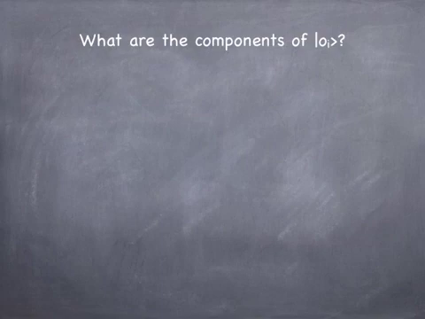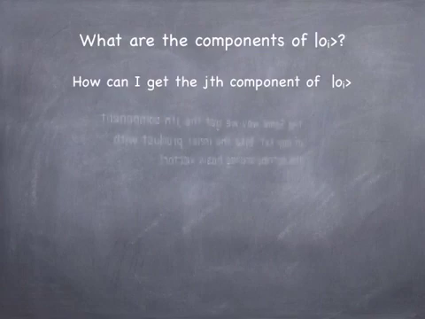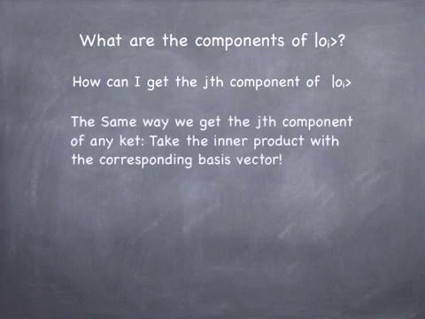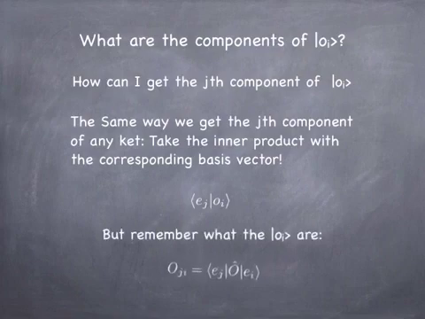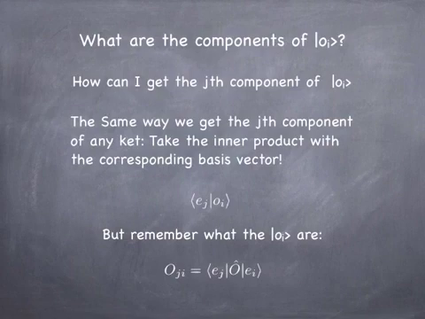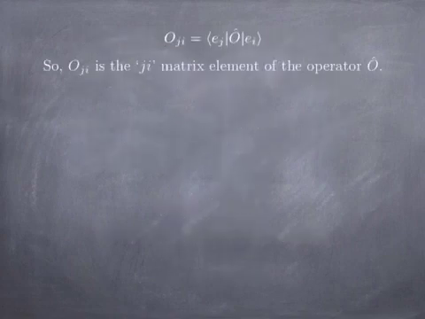And how do we figure out what these O sub i are? Well, we can get the jth component of one of these O sub i's by taking the inner product of O sub i with E sub j. So here's the idea, E sub j acting on O sub i. But remember what the O sub i are. The O sub i are the O operator acting on the ith basis vector. So we can define O sub ji as the inner product of the jth basis vector with the result of O operating on the ith basis vector. That's kind of a mouthful.